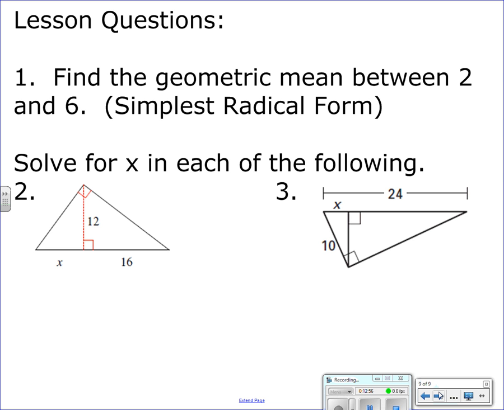Okay, here are your lesson questions. Find the geometric mean between 2 and 6. I have a hint there. It says simplest radical form. So whatever the answer is, when you're trying to write square root, just write square root, and then in parentheses put whatever is in the square root. And then you have 2 where you're solving for x.